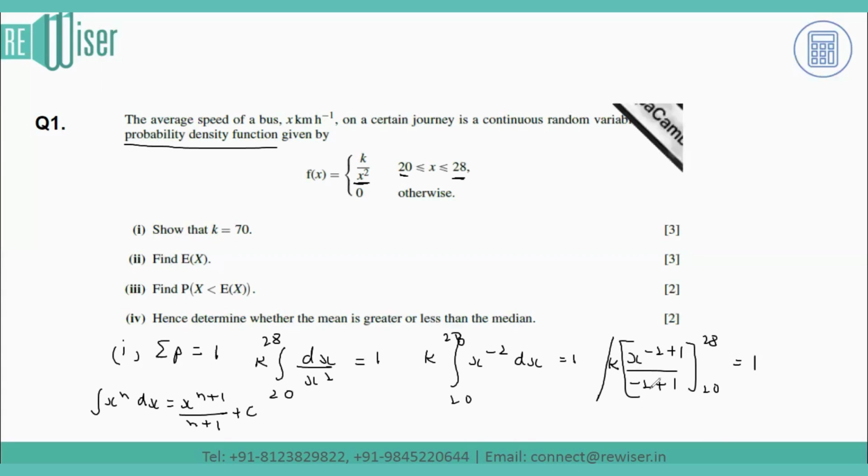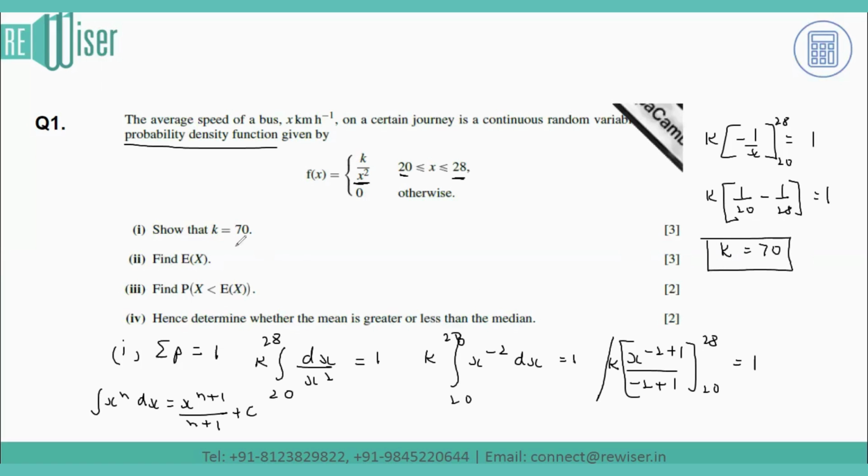With the constant k outside, if I solve this out, I'll get k into minus 1 by x, which should be equal to 1, the lower limit being 20 and the upper limit being 28. So if I put the values here, I'll get k into 1 by 20 minus 1 by 28 equal to 1. If I take an LCM and solve this out, I'll get k equals 70, and that's the answer for the first part of the question.